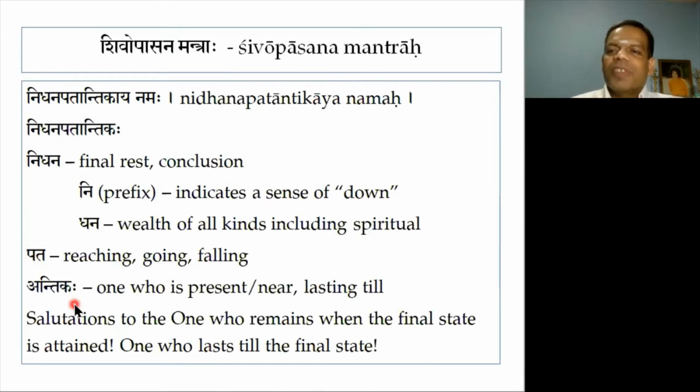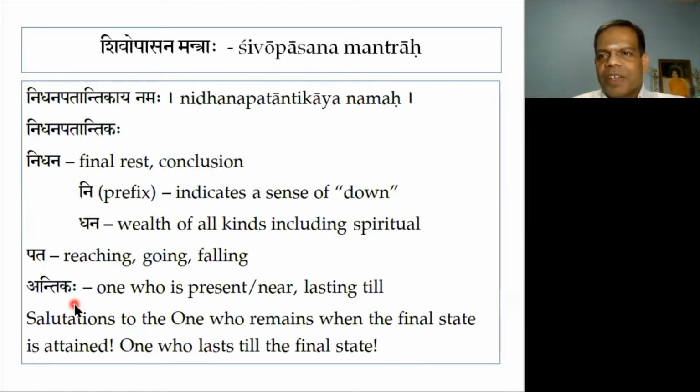Because when we die, no one can come along with us. But Lord Shiva will be there even when we die and we are fully rested, because he is waiting in the cremation ground or burial ground. So antikaha means one who is near when we die. So we should not have any worries. We already said he is the Lord of death, the end of our life. But he will be there close to us, near us, taking care of us when the final end happens.